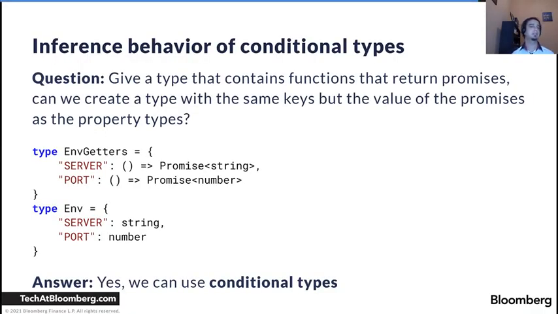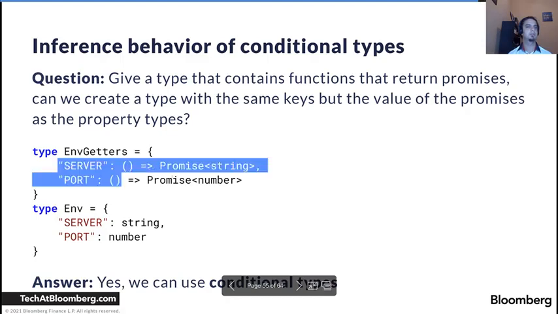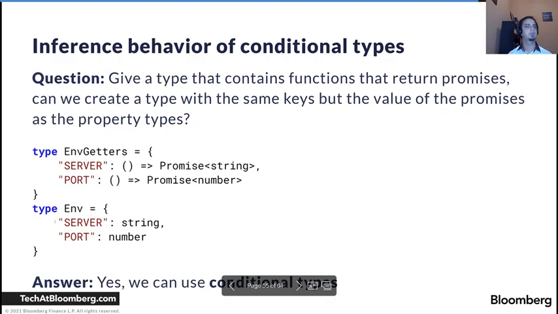Let's look at another facet of conditional types. So let's look at this question. Let's say we have an object type that contains a series of functions that return a promise. And what we actually want to do is create a new type that has the same properties, but for each function we want the resolved type of the promise. So for example, for the first one we want to have string, and for the second one we have number. So how can we do this?